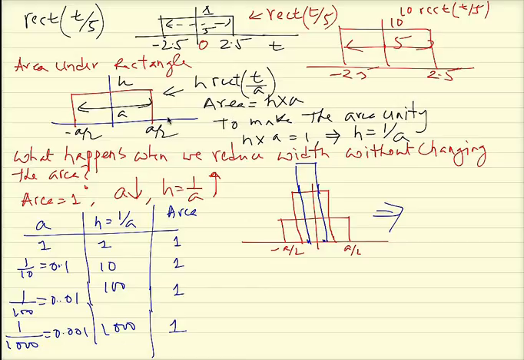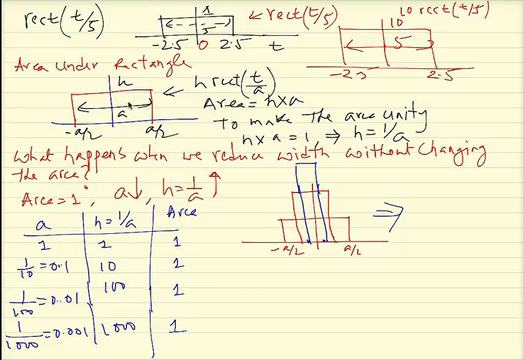Now if you want to make the area 1, what will be the value of h? You can easily find it out. So h into a, you want to make it 1 unit area. In that case, h will be equal to 1 over a, right?